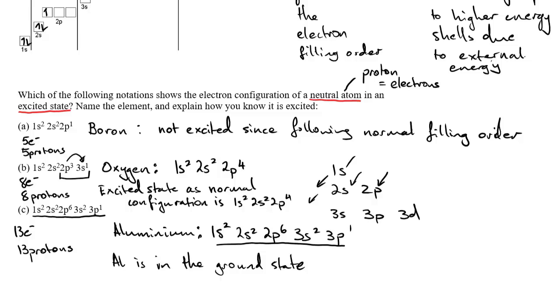As was boron. Boron was also in its ground state. The only one in its excited state we could see was oxygen in this example. So hopefully that explained the difference between how to determine the ground state electron configuration and how to determine the excited state. For the excited state, if you see electrons not organizing themselves according to this filling order, then you can be sure that they're in an excited state because they've absorbed excess energy from somewhere externally.